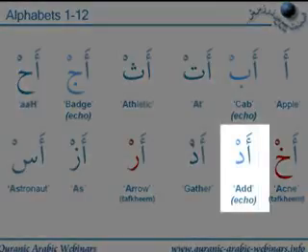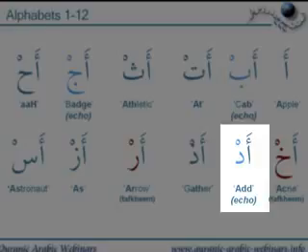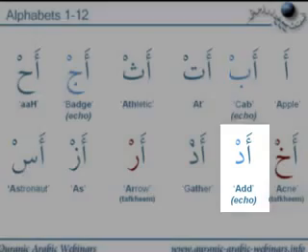The next one is the dal, and this is one of the echo letters again, so this will be ad, just as in the English word ad. So nothing difficult about that, just to know it's got the qalqala with it.